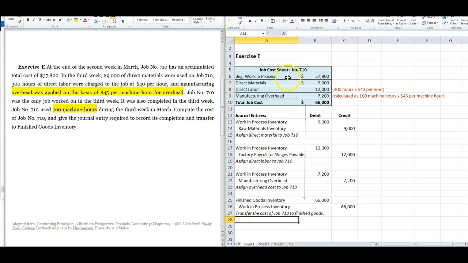So this is how we would prepare a job cost sheet and the basic journal entries. Refer to the job cost flow document provided on Blackboard to see the full set of journal entries that are necessary for job costing, and continue working on the demo exercise.